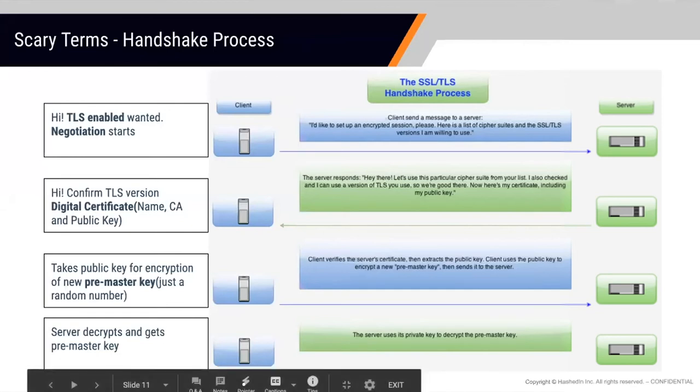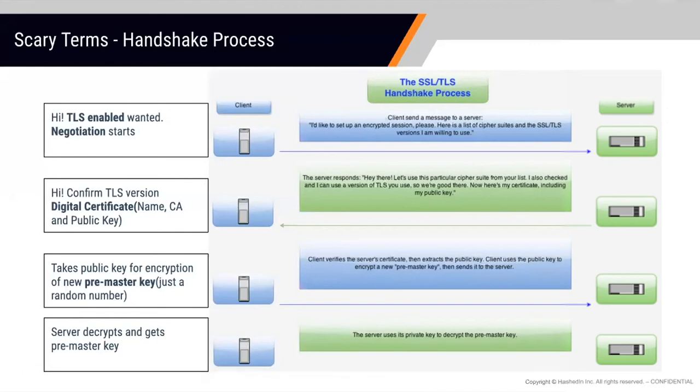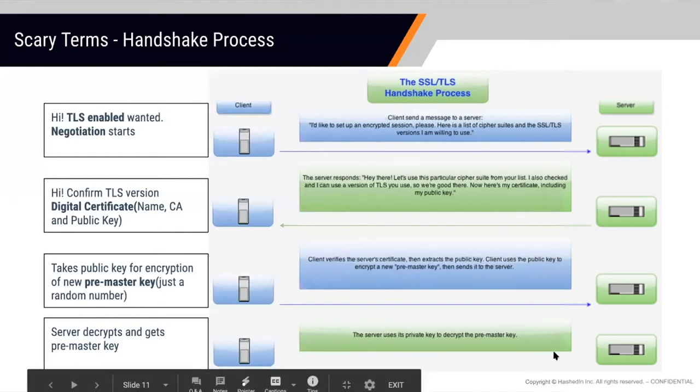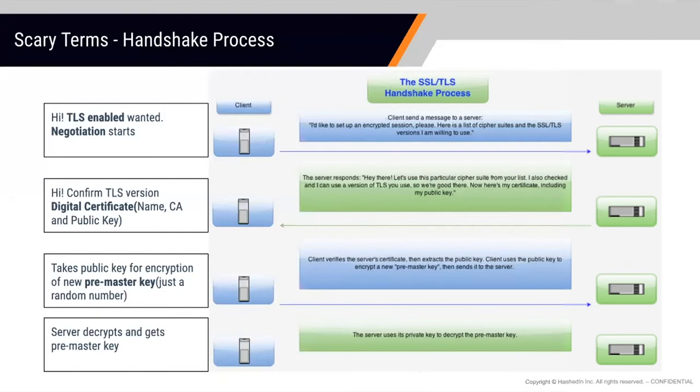And the server again decrypts and gets the master key. Now this is being shared. This gets shared, and that's how both know that the public key is correct. So the public key is correct, that means the digital certificate was correct.